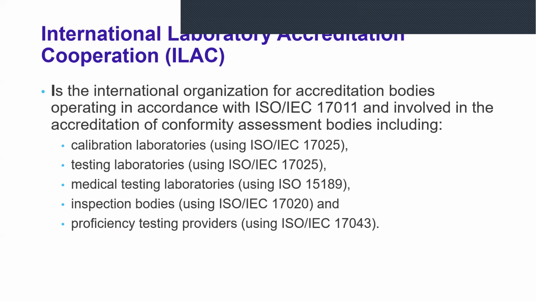So you can see that calibration laboratories is ISO 17025, the same as testing laboratories, which is 17025. Then specific for medical testing is 15189. Inspection bodies is 17020, and proficiency testing is 17043. There are lists that have all the different specific requirements, and they're all embodied in the ISO accreditation.